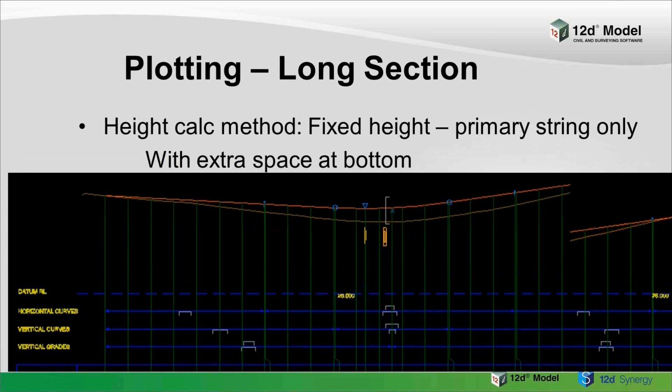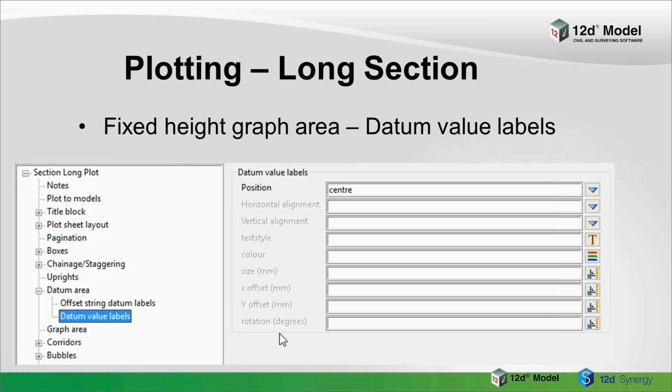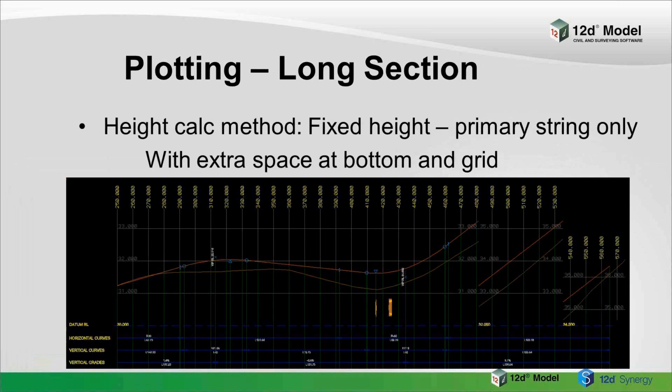Now again, what we can do is the same sort of thing, but add a little bit more to the extra bottom. So that's actually going to mean we're going to have to chop out that primary string earlier, so the datum break will come in earlier. As far as how that datum is being labelled in this case, you've got lots of choices there. I'm using the centre, so it's putting it in the centre of the datum break area. You can put it to the left or the right. There's all sorts of things to control it.